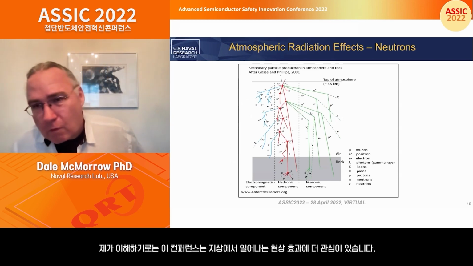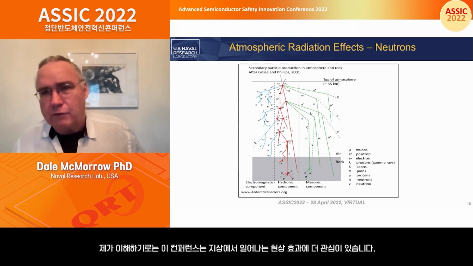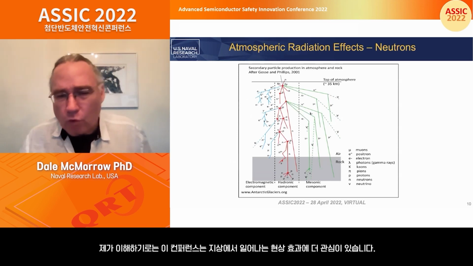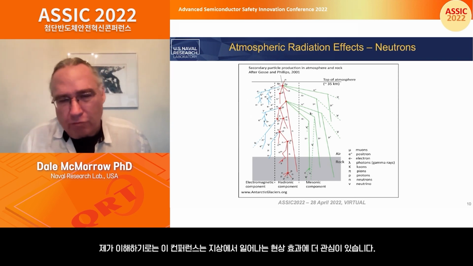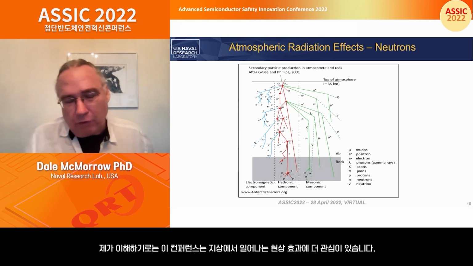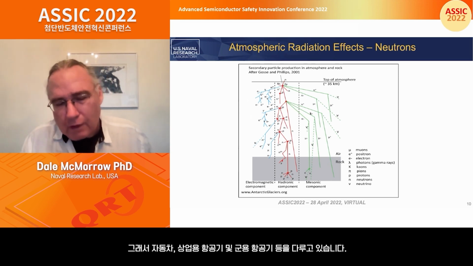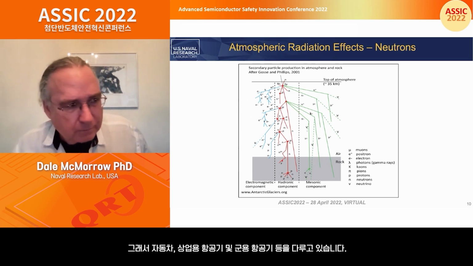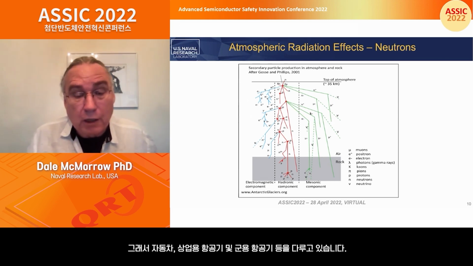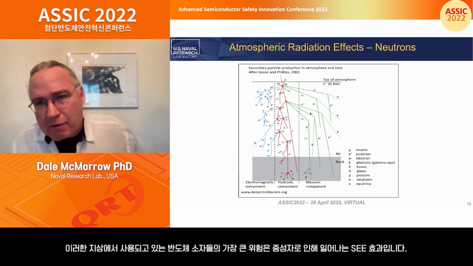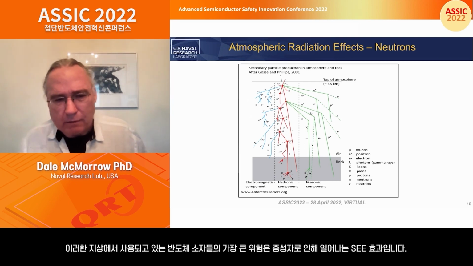Okay, so this community, as I understand it, is more interested in terrestrial effects. Space, I would call it terrestrial and avionic. So you're dealing with automotive, commercial airplanes, of course, military aircraft, et cetera. And the primary threat in terms of single event effects for those entities is neutrons.